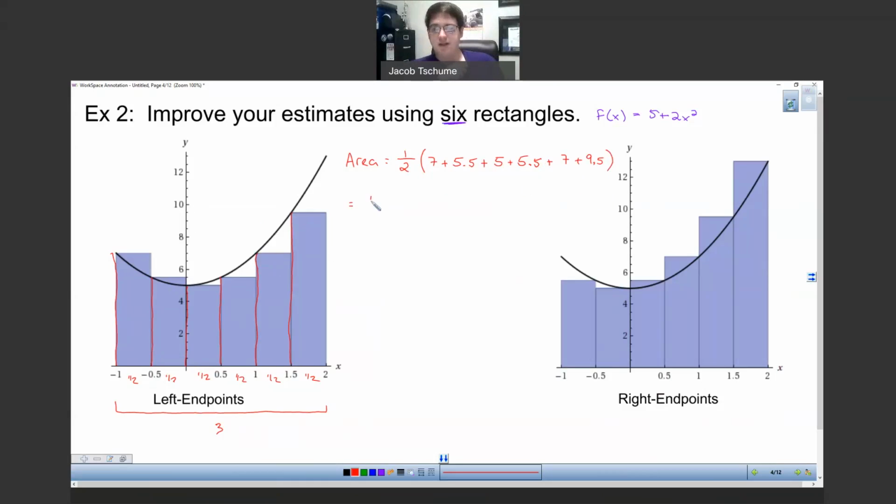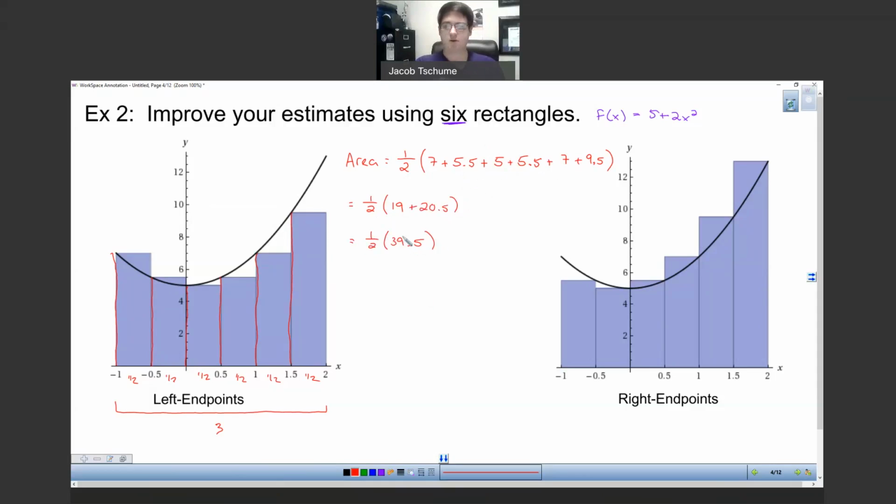Now, like I told you, it's going to be a lot easier here if you just add all of these decimals together. So if we do a little mental math here, let's see. If I add all the whole numbers together, 7 and 7 and 5 is going to be 19. 5.5 and 5.5 is 11. Plus 9.5 is going to be 20.5. All right. So that's going to end up being 1/2 times 39.5.